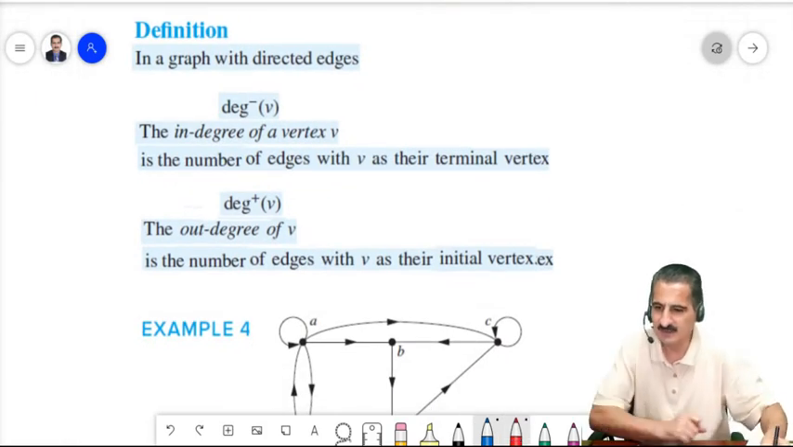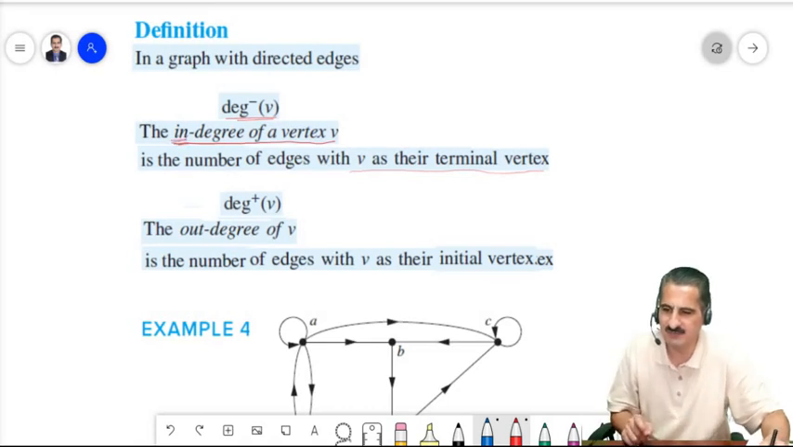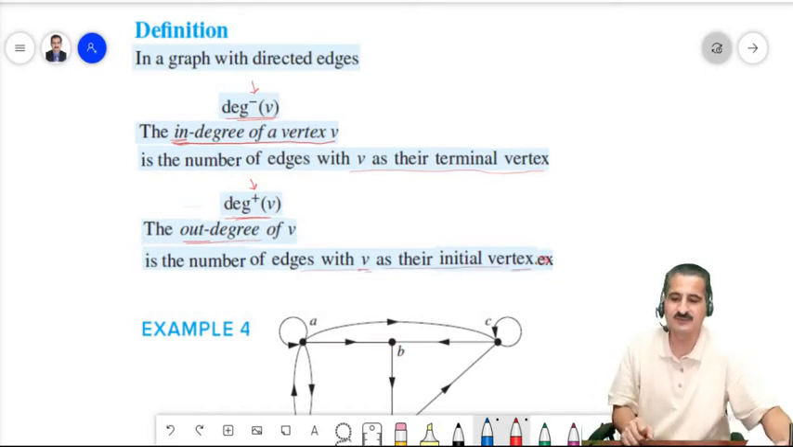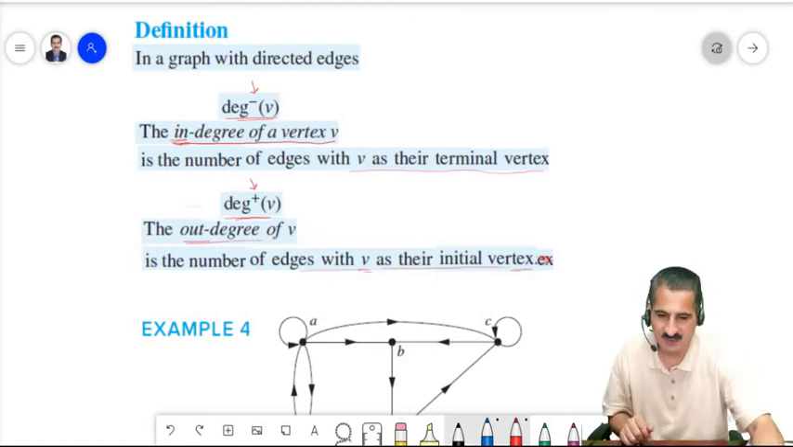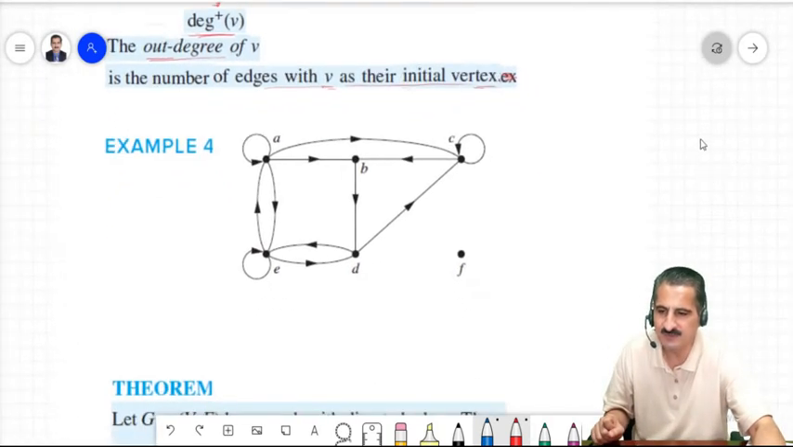We will say the in degree of a vertex v is the number of edges with v as their terminal vertex. So it is clear from the definition that we will count the number of edges that are going into the vertex v. We will see an example here. And degree plus, here we used a minus, here we use a plus, is the out degree of v, the number of edges that are going out of v, which means v is the initial vertex for them. So okay, let's have fun computing the in degree and out degree of every one of these vertices.